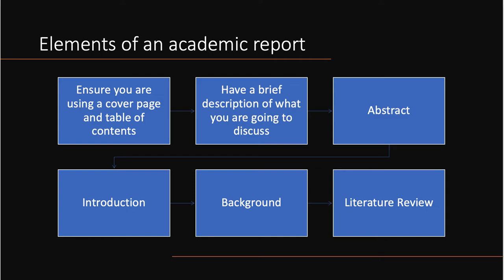So there's some elements of an academic report. So first, you need to ensure you are using a cover page and the table of contents. This is going to help the reader see immediately, what is this paper? What is it about? What's the research about? And then the table of contents, if they want to quickly skim to something.